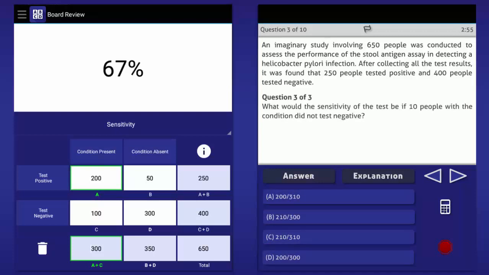Question 3. What would the sensitivity of the test be if 10 people with the condition did not test negative? If 10 people with the infection did not test negative, there would still be 300 people with the infection. Thus, A and C are wrong. Since there would be 10 fewer false negatives, the number of true positives would increase to 210. Thus, D is wrong and the correct answer is B.